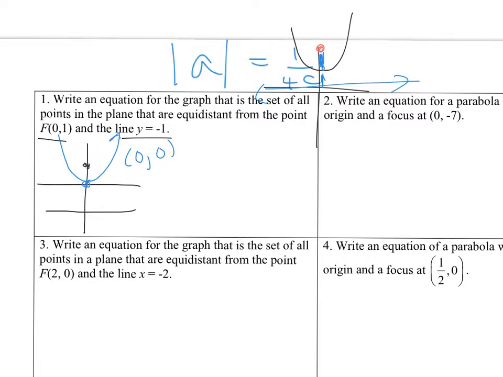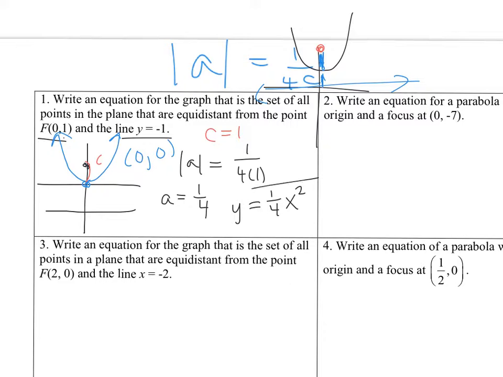This parabola is opening up because the focus is inside the parabola, so it looks something like this. C is the distance from the vertex to the focus, so c has to be 1. I need to figure out what a is. So the absolute value of a equals 1 over 4 times 1, so a is 1/4. Since it's opening up, a is positive 1/4. So my equation is going to be y equals 1/4 x squared. If it was opening side to side, it would be x equals ay squared.